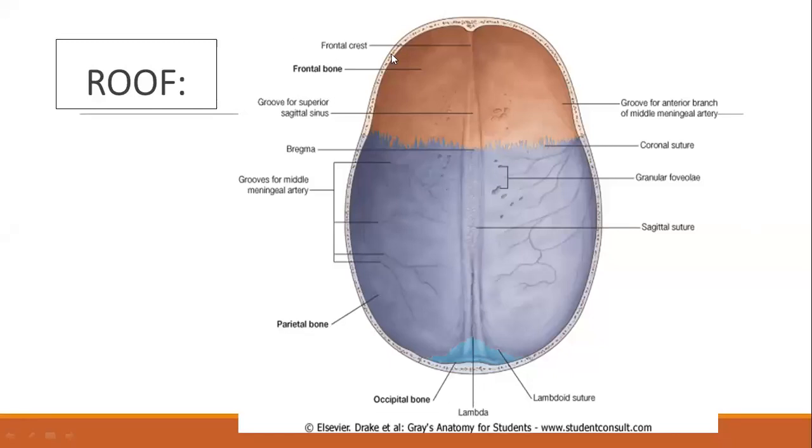In this we have the frontal part, this is the middle, and this is the posterior part. In front we have the frontal crest, frontal bone. This is the parietal bone, and this is the occipital bone. We cannot see the temporal because it's on the side. So we have sutures. This is the bregma.